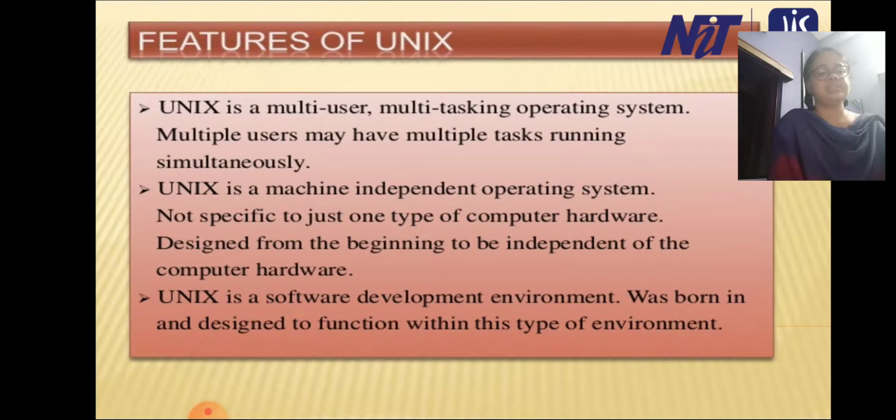Multi-user operating system. Since Unix is a multi-user operating system, it allows more than one user to share the same computer system at the same time. Multitasking. Multitasking means more than one program can be run at a time. The main concept of multitasking is maximum utilization of CPU resources.